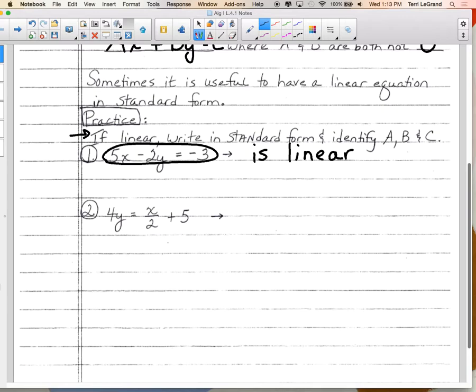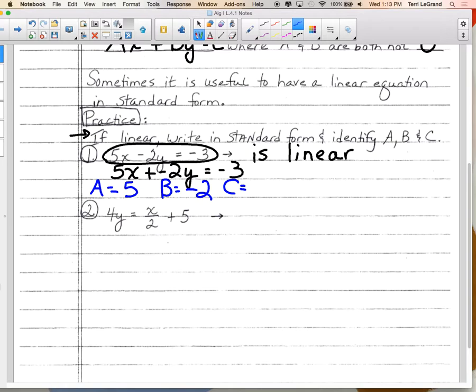The only thing that's different about this that doesn't look exactly like ax plus by is it doesn't have addition. But can we change that to addition? Yeah. What would it be? Plus negative 2y. And now we'll identify our A, our B, and our C. What's our A? 5. B? Negative 2.